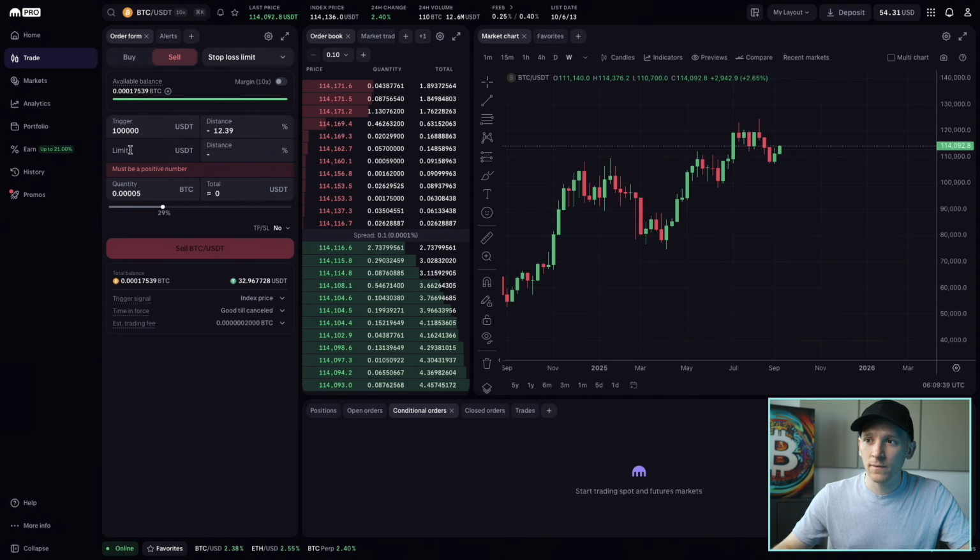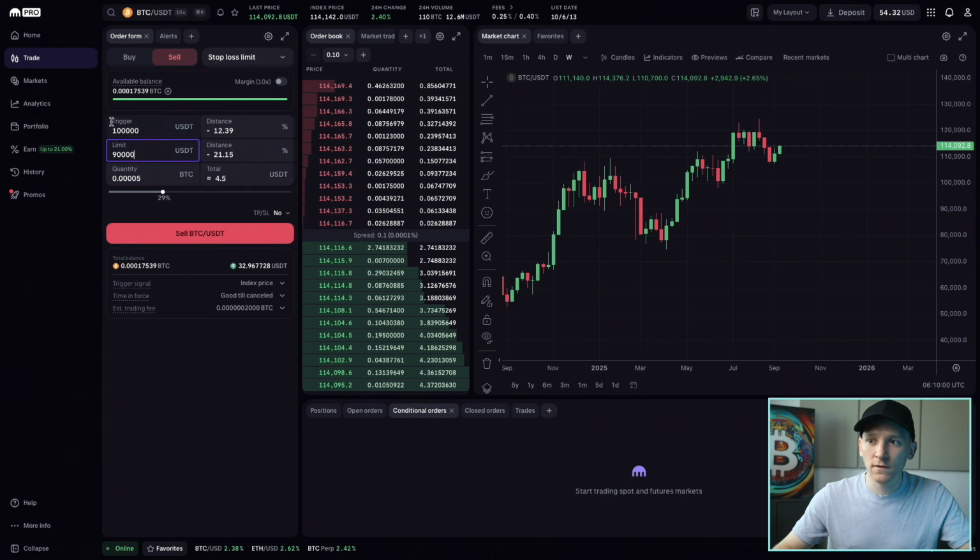Again, what we're telling the system is at this trigger price right here at 100,000, then enter my limit order to sell. And the limit order can be anything that we want. We're just telling the system that only at 100,000 trigger, then enter my limit sell order. My limit order can be any price. So I can choose 90,000 for the limit order.